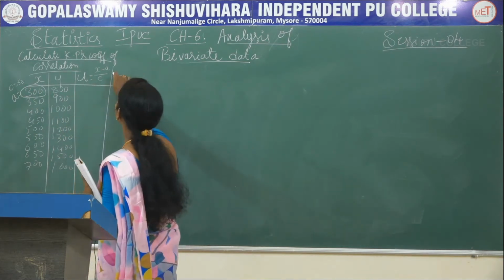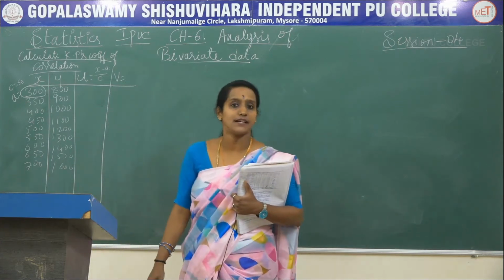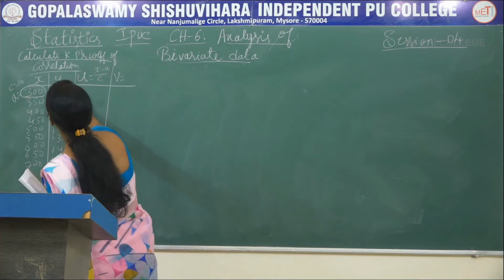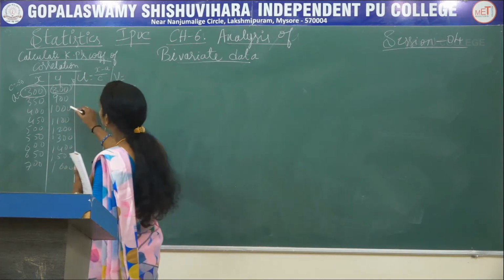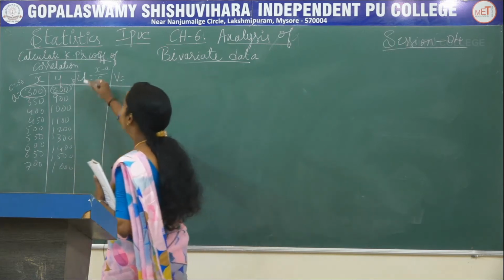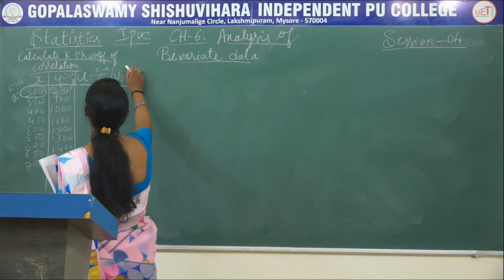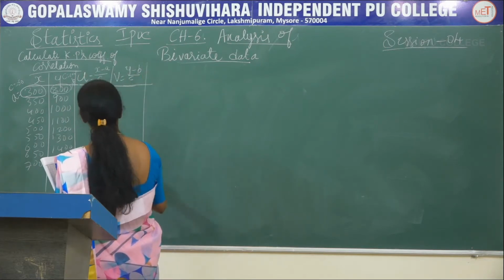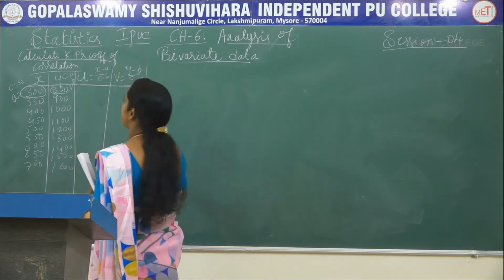Next, similarly for y, the deviation we consider as v. For this also, 800 is the minimum value, this we call b, and the difference between the values is 100, so I will take c as 100. So v is equal to y minus b by c. Here c is equal to 50 and here c is equal to 100.